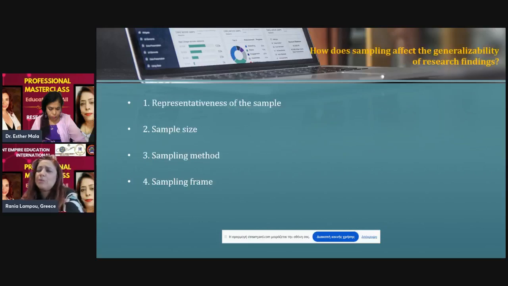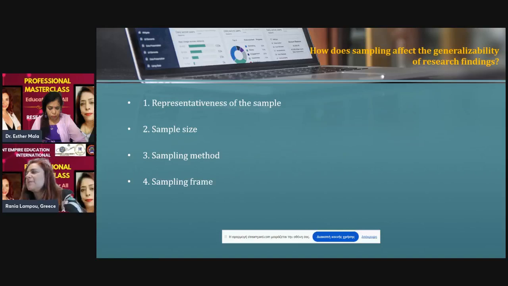So another question is, how does sampling affect the generalizability of research findings? How well can research findings be applied beyond the study group? How? By the representativeness of the sample. If the sample accurately reflects the characteristics of the larger population, findings are more likely to generalize well. On the other hand, if the sample is biased or unrepresentative, findings may only apply to the specific group studied and not beyond.